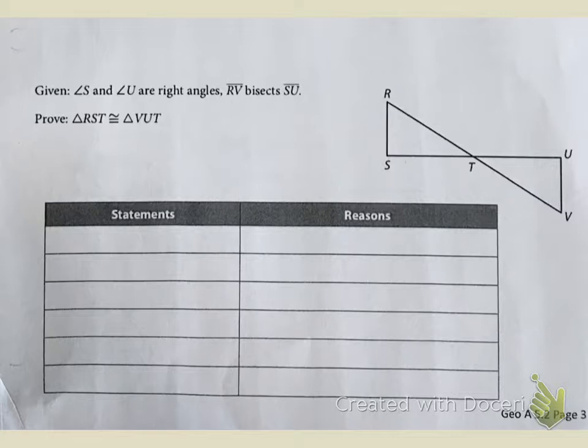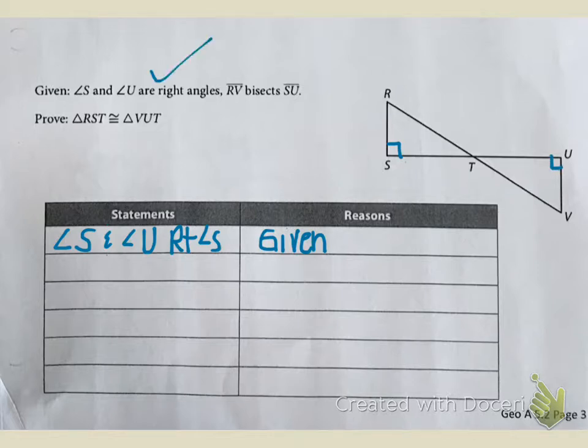But again, I'm going to get you started on it. So there's two pieces of given information, and we're trying to prove these triangles are congruent. So this is a little simpler drawing. So step one is I'm going to write the given, and they're saying that S and U are right angles. Okay, that's given. So they're saying this is a right angle and this is a right angle. So I'm marking it on the drawing.